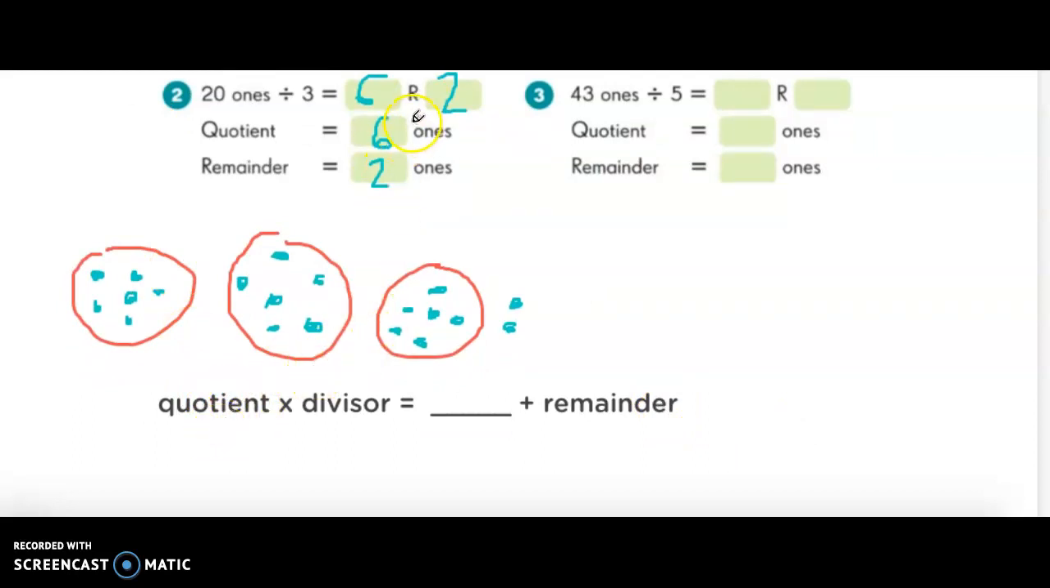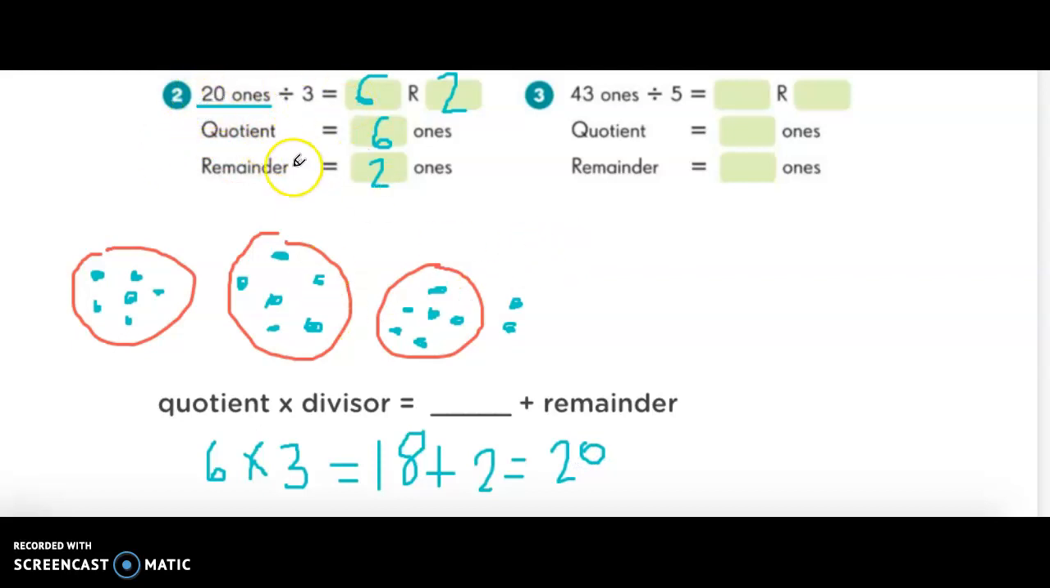So if you do quotient, so this is how you can check your answer, 6 times our divisor, which is what you're dividing by, 3, equals 18 plus our remainder was 2. It will give you what you started with, which is known as the dividend. So we will go over that more, but this is how you can check your answer, okay?